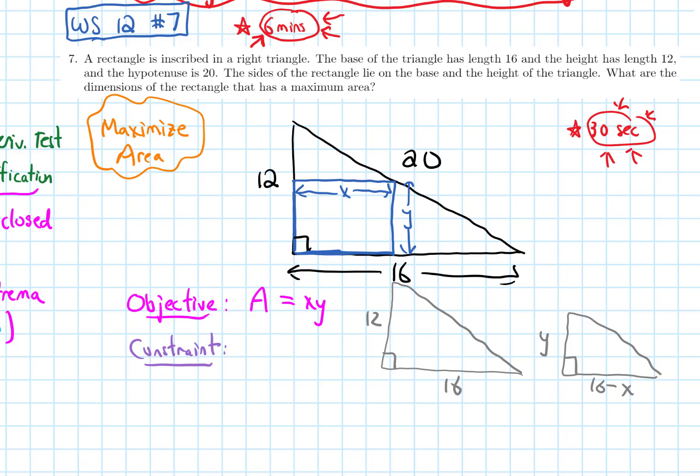Okay, so if we set up a proportion, there are a few ways we can do this, but 12 over 16 would be equal to y over 16 minus x.